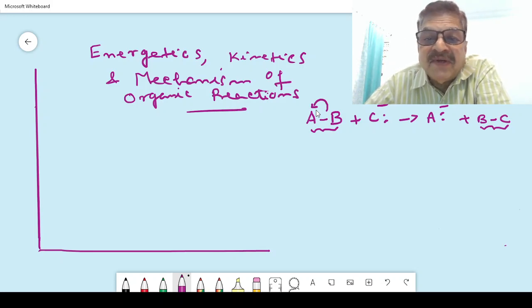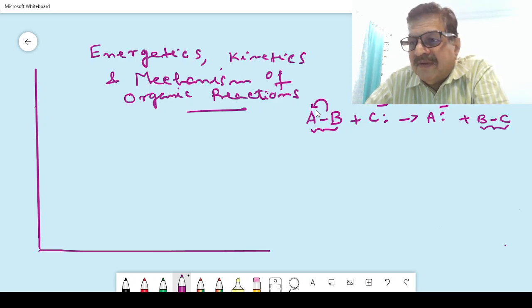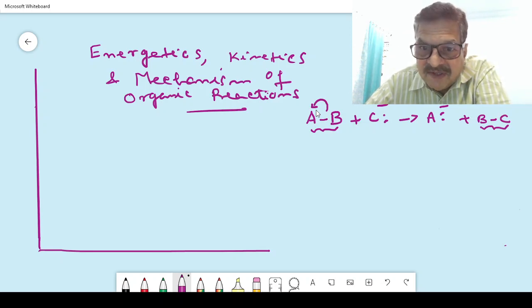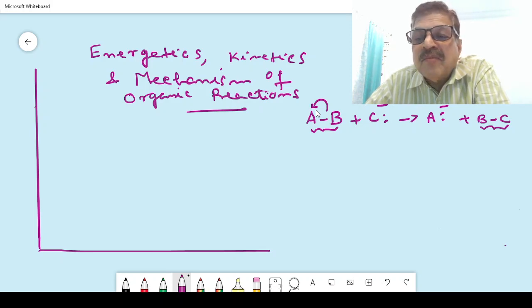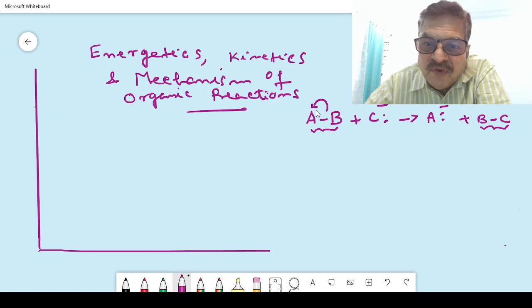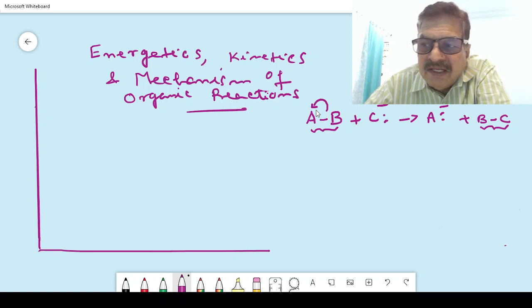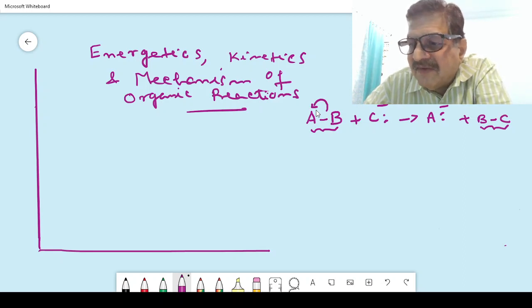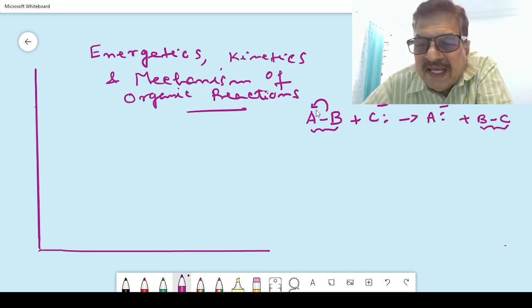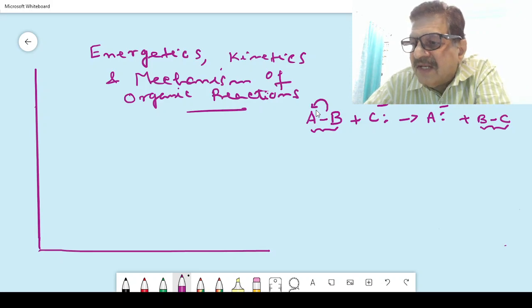Single step reaction means the AB bond is broken. At the same time, the BC bond is formed here. If the reaction occurs in a single step, the bond breaking and the bond making takes place simultaneously. That is, the bond between A and B is broken as the bond between C and D is formed here. Now, assuming that these products are lower in energy than the reactants, that is, the reaction is an exothermic reaction. Okay, that is, the products are lower in energy than the reactants.